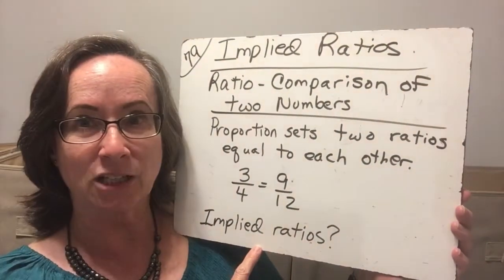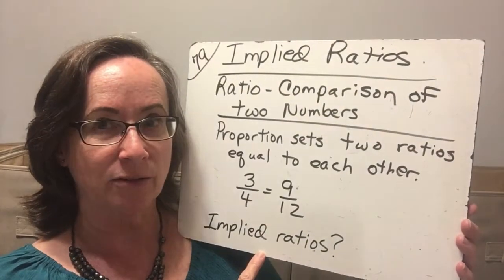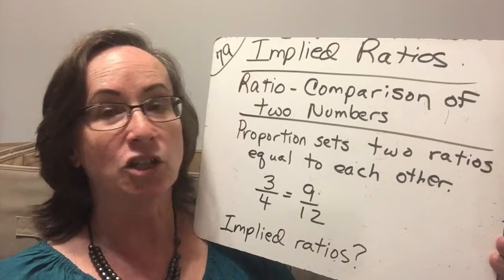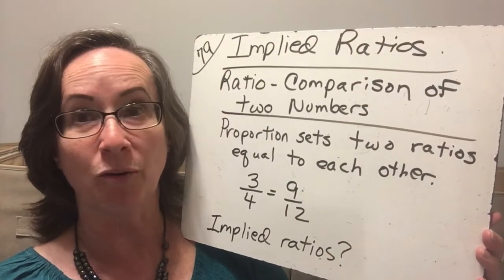So now we're going to talk about implied ratios. And implied ratios are simply ratios that you have to discern from a problem that doesn't actually say the word ratio. So let me give you an example.